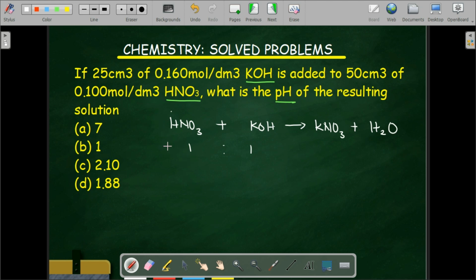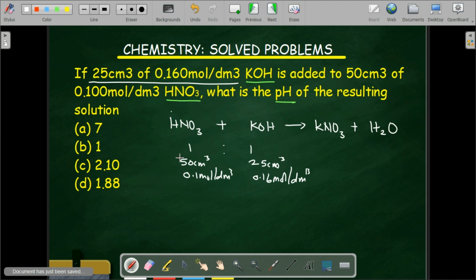So now, what is given? We have the volume of the base to be 25 cm³, and its concentration to be 0.16 mol/dm³. So for the base, we have 25 cm³ with a concentration of 0.16, and for the acid we have 50 cm³ and a concentration of 0.1 mol/dm³. Also, this one is mol/dm³. Okay.